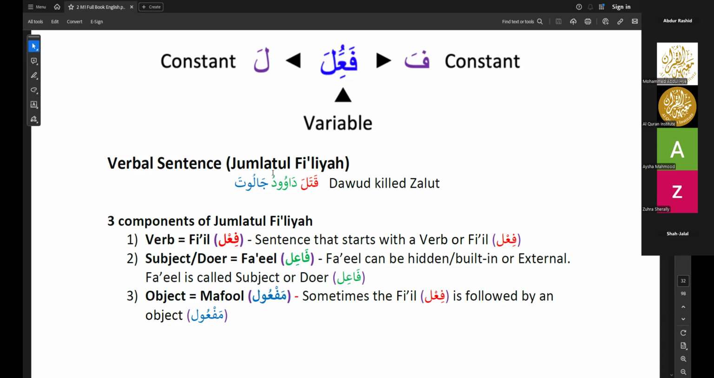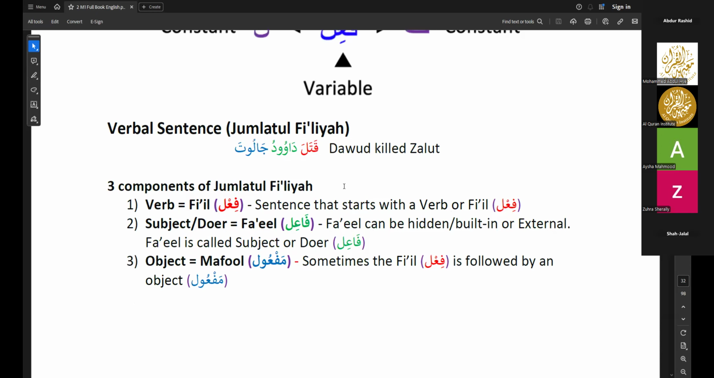Fa'il sometimes is present explicitly, sometimes it is hidden within the fail. We know that there are 14 siga we learned for the Arabic fail. Out of 14, if the fail is within the group of huwa and hiya, we'll come to this later, then we can expect an external fa'il. Otherwise, fa'il should be implicit within this fail.